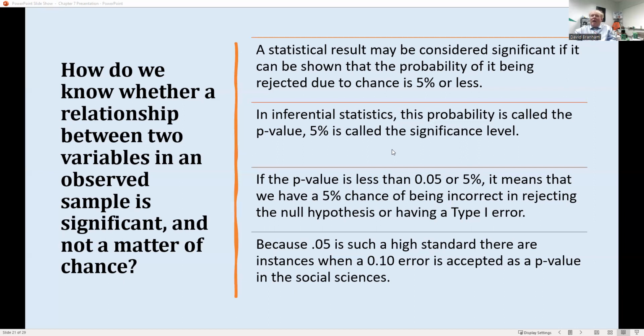We don't want to throw the baby out with the bathwater. If we show at the 0.10 level that we can reject the null hypothesis, then all of a sudden our type 1 error percentage goes up to 10%. But that means 90% chance that we're correct, that the null hypothesis is incorrect, and the evidence supports the alternative hypothesis.